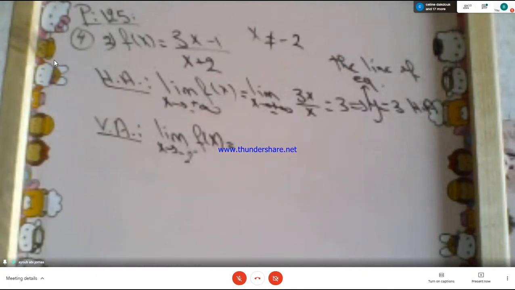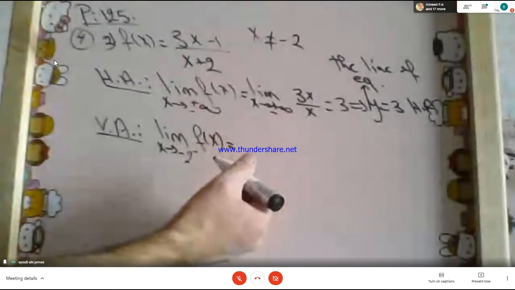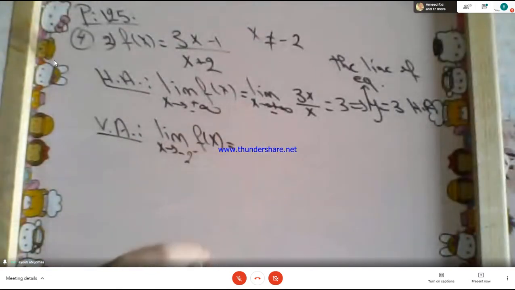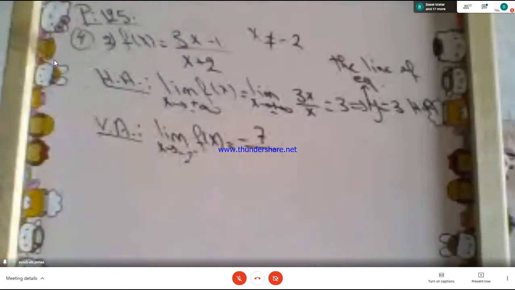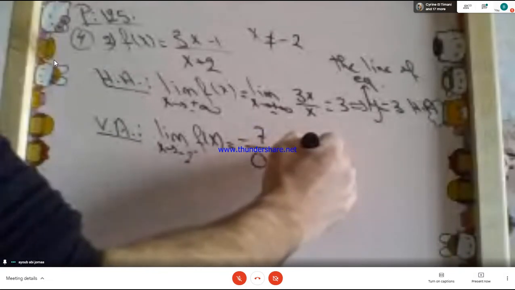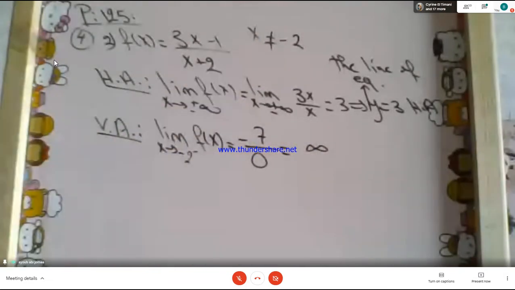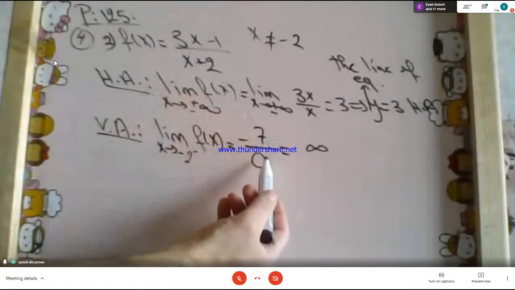Yes, what will be the limit? Now we replace x by negative 2, so we get negative 7 over 0, which means infinity. Not negative infinity, it's infinity. Now for the sign, is this 0 minus or 0 plus?